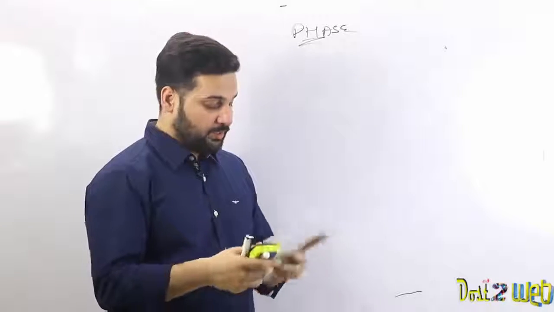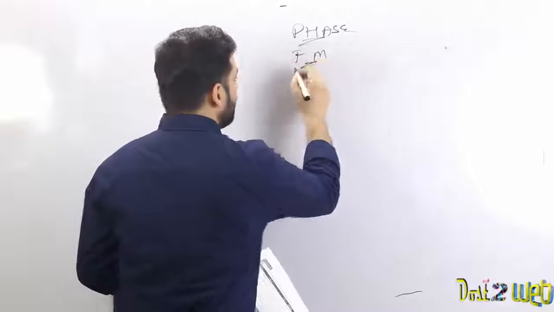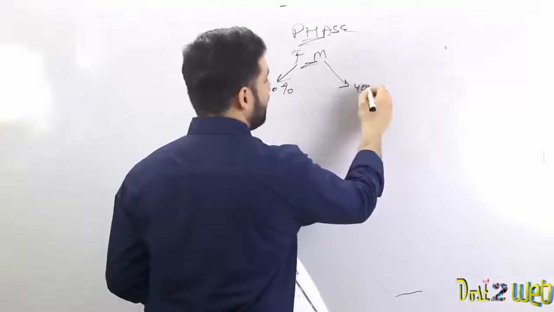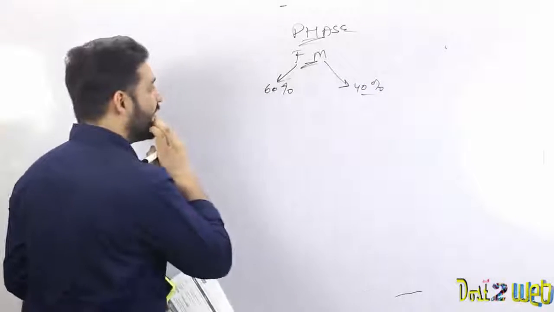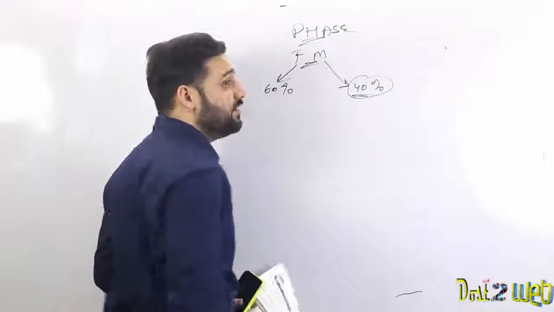No problem at all. So let's talk about finance and management, FM. 60% of the paper will be out of finance and 40% from management. And first of all, we'll talk about this management thing. Very easy. This 40% paper is very easy.